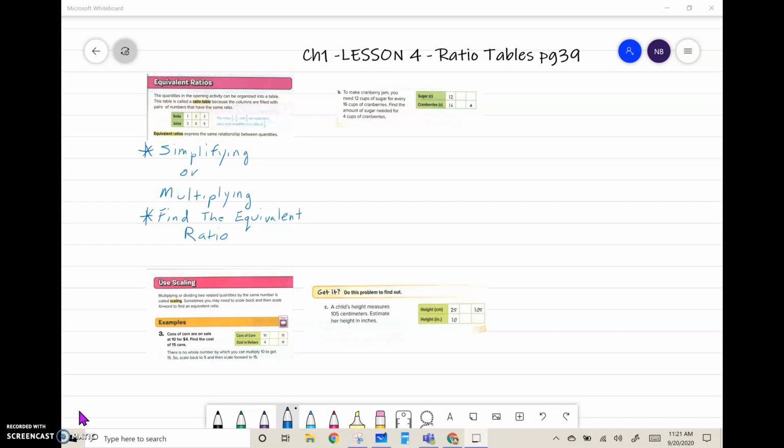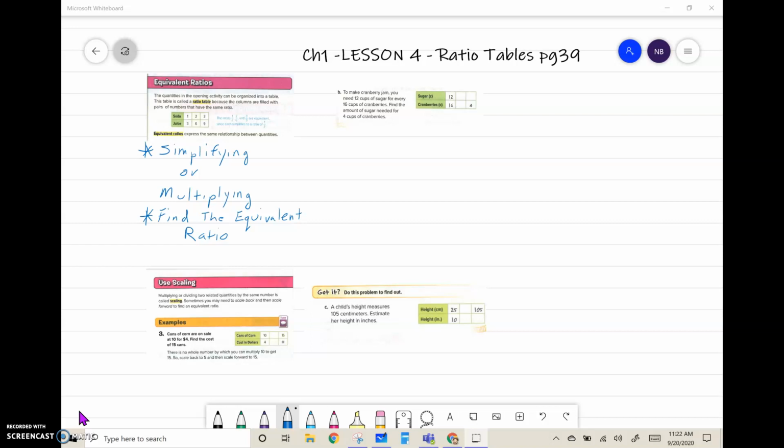So the quantities in the opening activity can be organized into a table. So what we're doing is we're taking our fractions and we're putting the numerator in one row and the denominator in the other row. If you notice here, this table is called a ratio table because the columns are filled with pairs of numbers that have the same ratio. In other words, these columns are made up of a fraction, again, the numerator on top and the denominator on the bottom. So if you can see what the book did here, the ratio 1 over 3 is equivalent to 2 over 6. That is equivalent to 3 over 9. Okay, and each of these simplify down to 1 over 3.